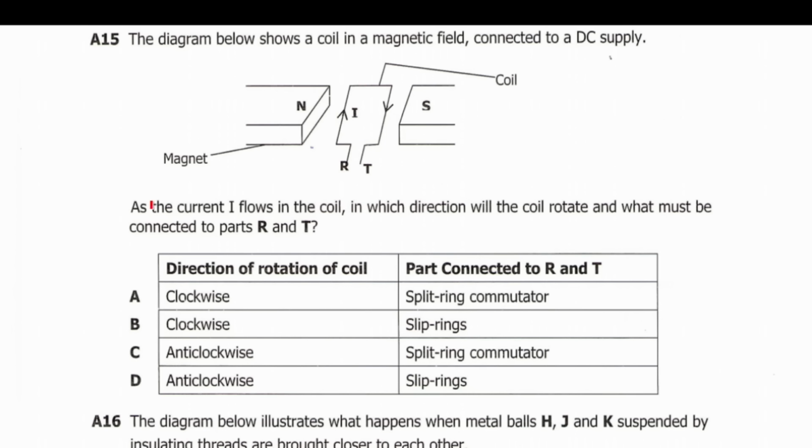Then the question reads, as the current I flows in the coil, in which direction will the coil rotate and what must be connected to parts R and T? So in which direction will the coil rotate? There are two directions here. Is it clockwise or anti-clockwise? And again, they are saying what must be connected to parts R and T here.